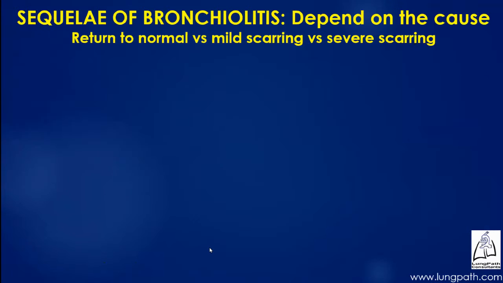Well, what happens to bronchiolitis? All of us have had bronchiolitis, mild usually, and usually it goes back to normal. Some of us will develop a post-bronchiolitic asthma-like syndrome that may stick around for a while. Some of us may get some mild scarring, and a small portion of people with bronchiolitis will end up with some sort of severe scarring. So there's a lot of things that can happen to airways that are involved with bronchiolitis.